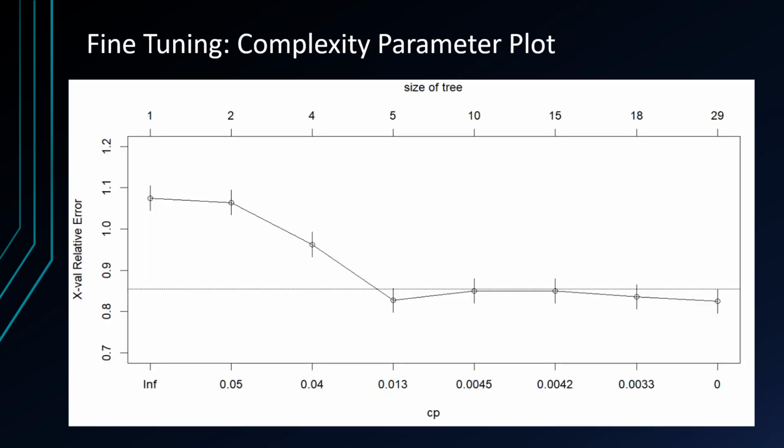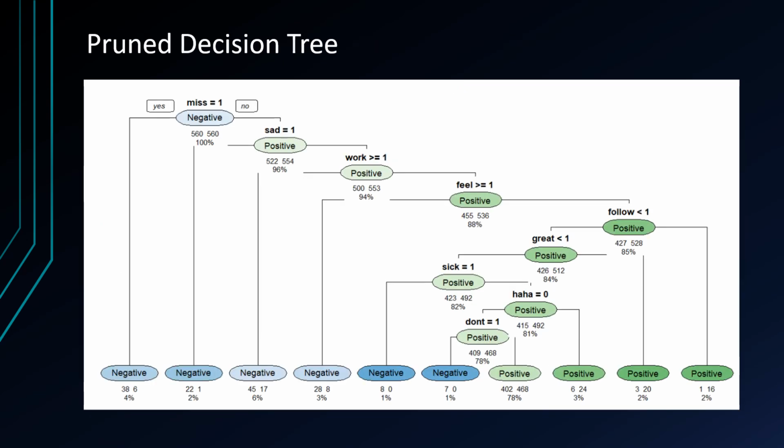The complexity parameter plot shows that the ideal place to prune lies between a tree size of 5 to 10, putting the complexity parameter value at around 0.0043. The tree was then pruned under this parameter. After pruning the tree, we want to see how this model performs with the test dataset.